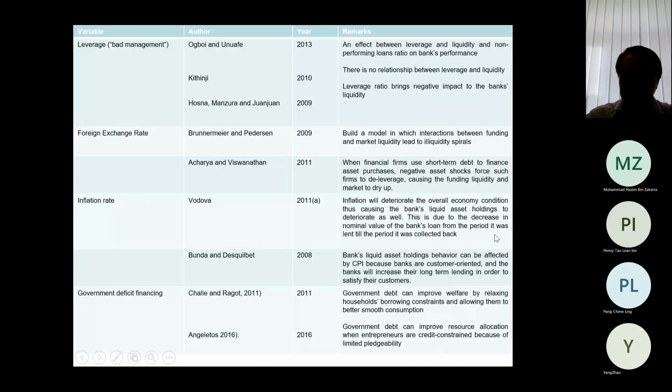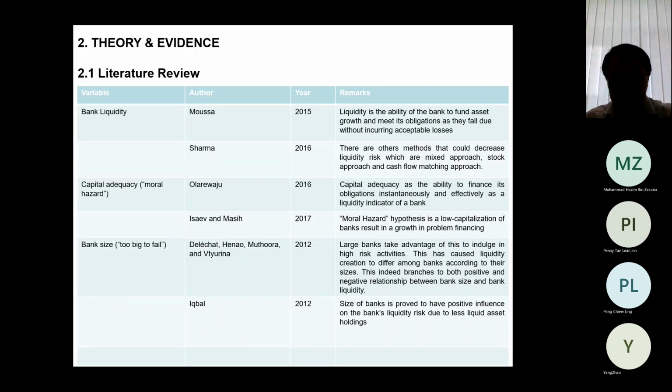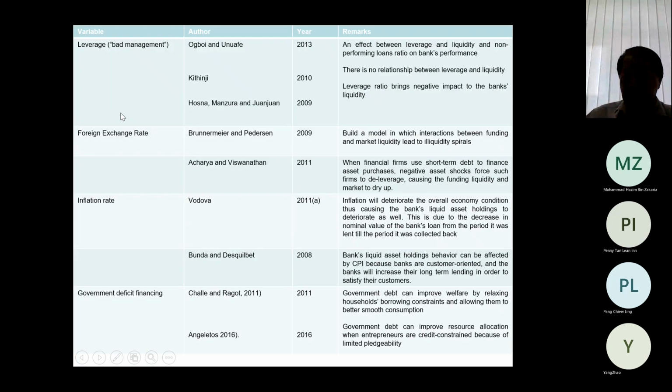And the other one is what they call macroeconomy. Macroeconomy here, I'm talking about, just now, the capital adequacy, bank size, leverage. These I'm referring to as bank specific. This is controlled by the bank. And exchange rate, inflation rate, government deficit financing, these are under macro. Therefore, for this particular study, I'm going to look at two areas. One is bank specific, one is macro.